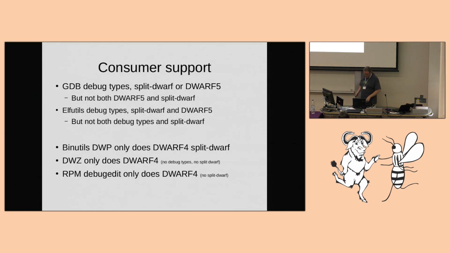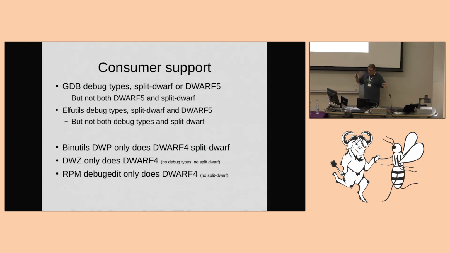Oh, right, yeah. The problem is in the distribution tools. So DWP only does DWARF4 split-dwarf, not DWARF5. DWZ only does DWARF4, no debug types, no split-dwarf. RPM debugedit only does DWARF4. So these are kind of in the middle between GCC and the actual producers.